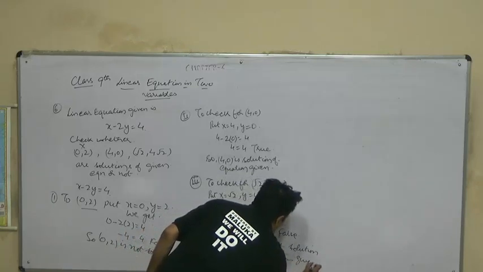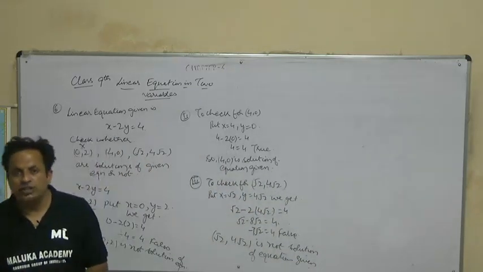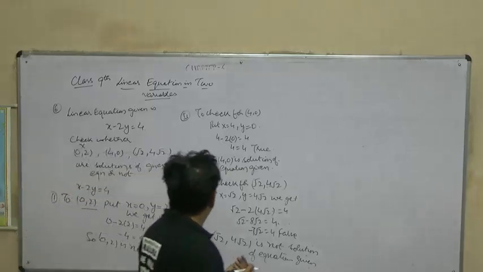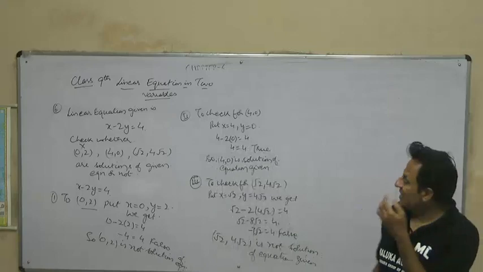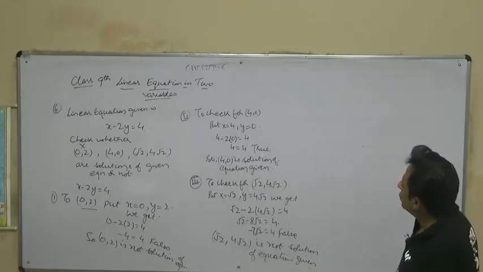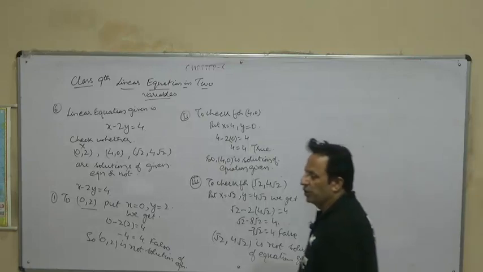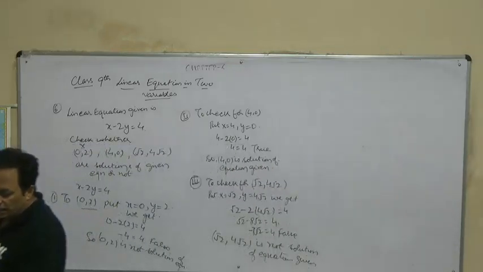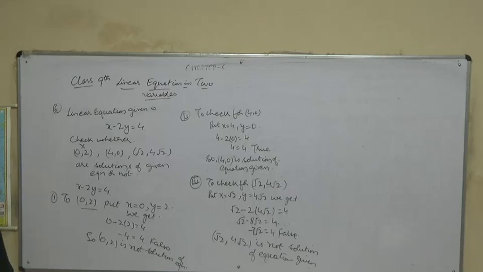So as we have seen, we were to check three various pairs whether they are solutions of the given equation or not, and we see that only (4, 0) is the solution of the equation. All others are not solutions of the equation. Then next, we have to find the graph of a particular linear equation. We can generate the graph for an equation in one variable as well as for two variables. So we will do this in the next lecture.